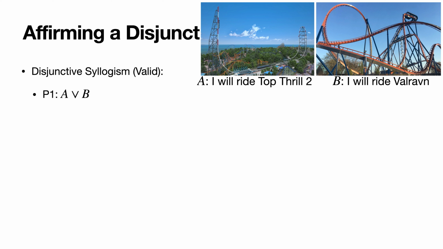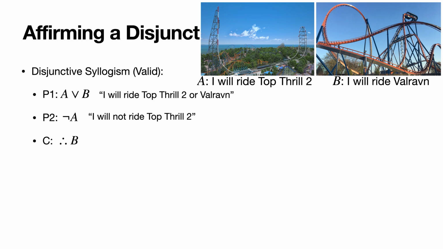Premise 1, A or B. Premise 2, not A, and then our conclusion is therefore B. This is like saying, look, I will ride Top Thrill 2 or Valraven, and then I say I will not ride Top Thrill 2, so therefore I will ride Valraven. This is the conclusion that logically follows from premise 1 and premise 2. If you remember, we showed that this was a valid form of argument in a previous video.